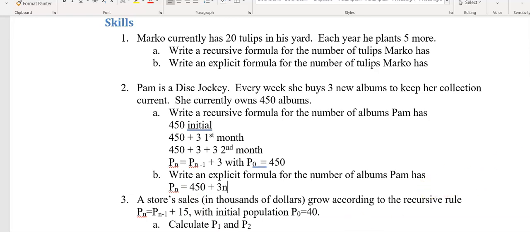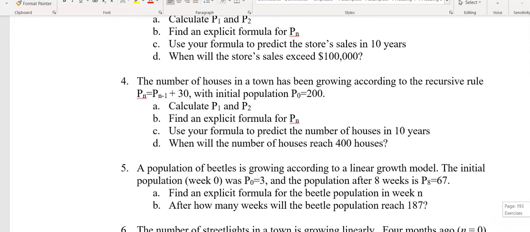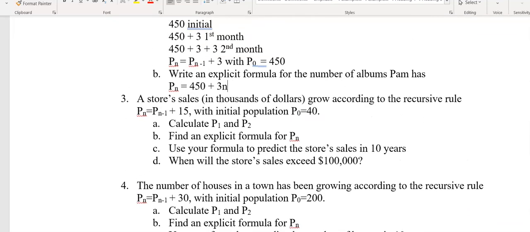So let's take a look at one more beneath it. So notice that they start by giving us the recursive formula. A store's sales in thousands of dollars grows according to the recursive rule. The nth one is equal to the previous one plus 15, but our initial population is 40. So let's calculate P sub 1 and P sub 2 using the recursive definition.